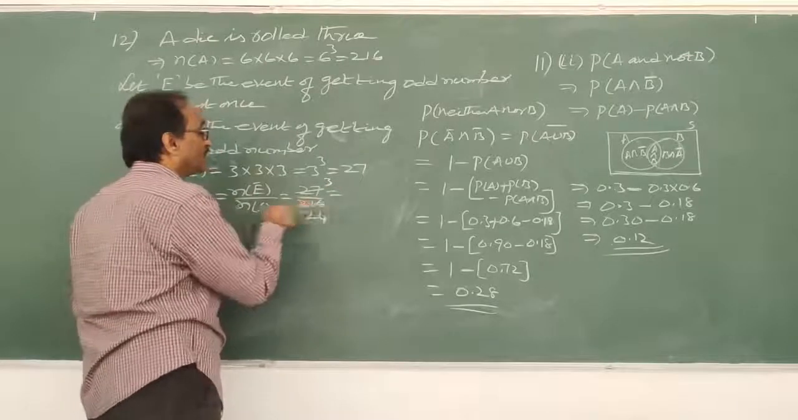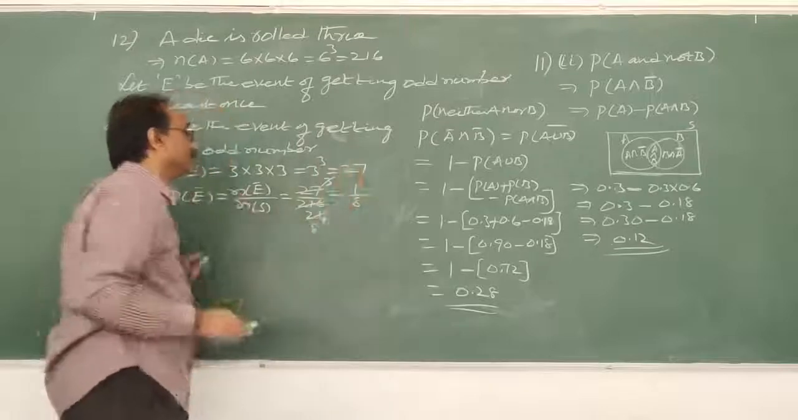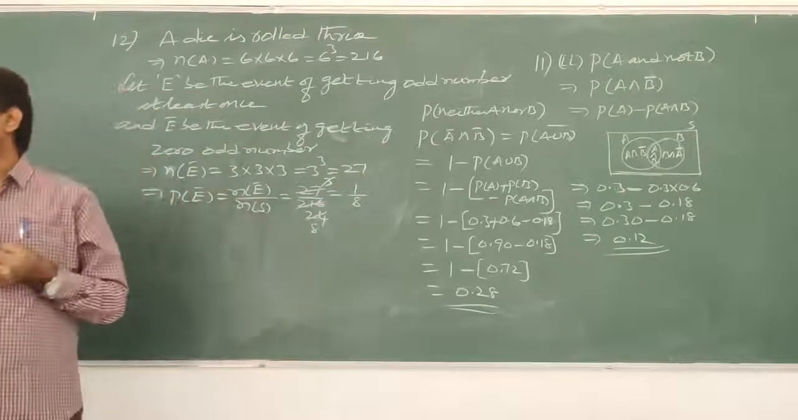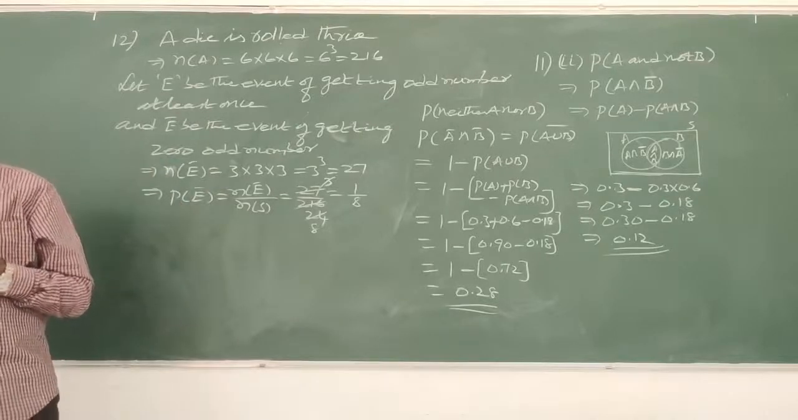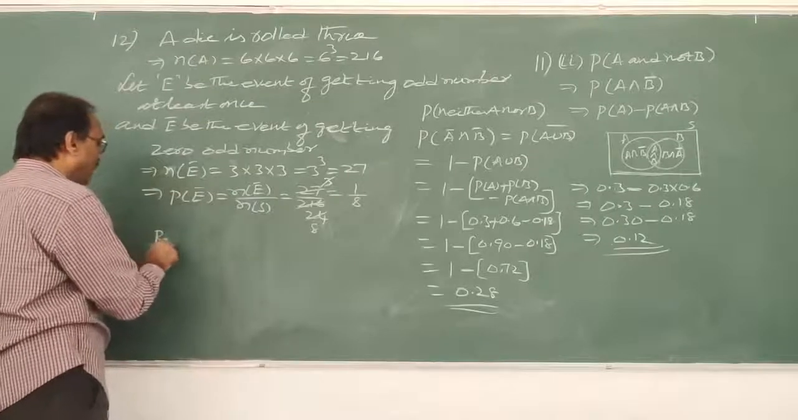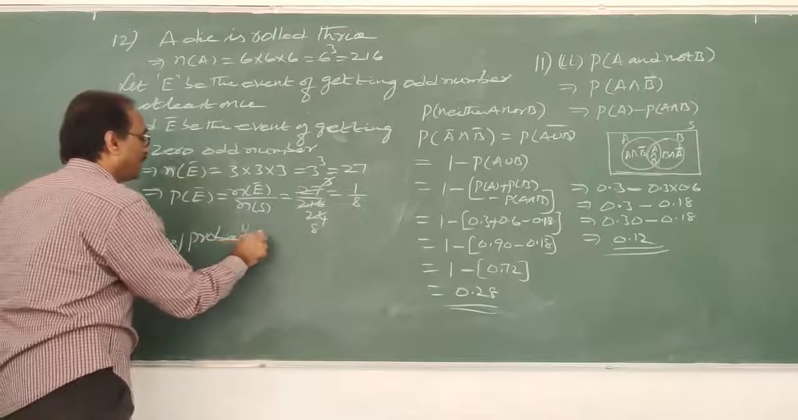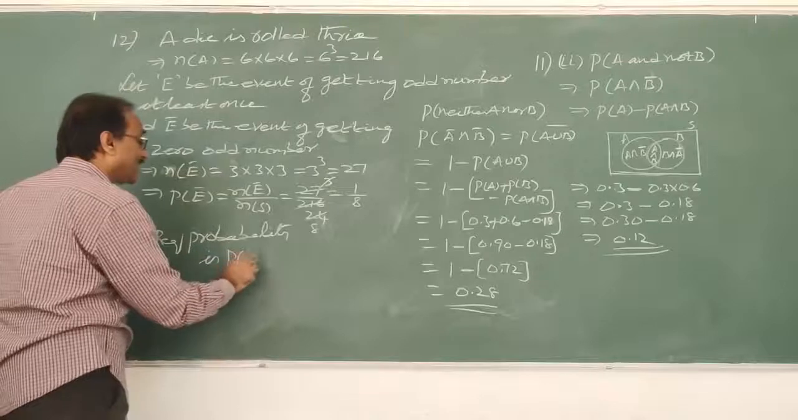36, 4 9s are 24. Again 3 goes in 24, 8 times, means 1 by 8. 1 by 8 is the probability of E complement. Now, what do you want? You don't want this. What do you want now? You want that required probability. What is the required probability? Required probability is P of E. That I want.